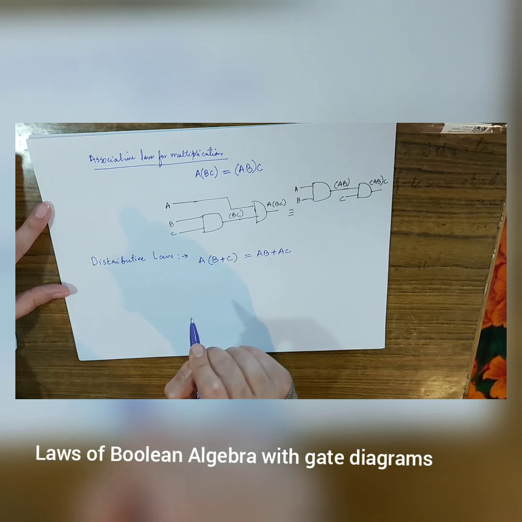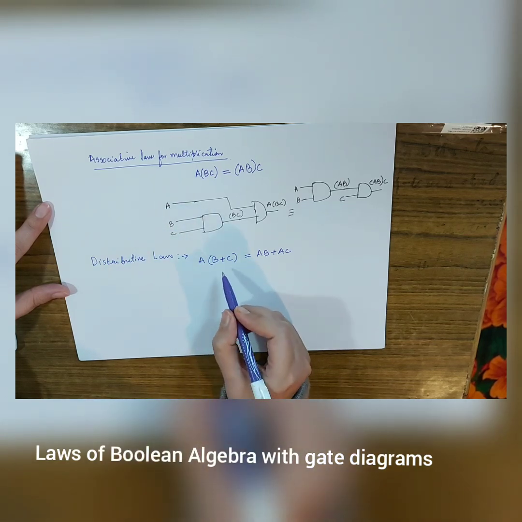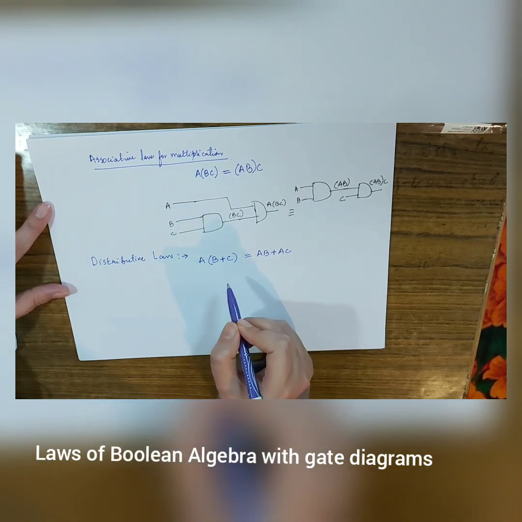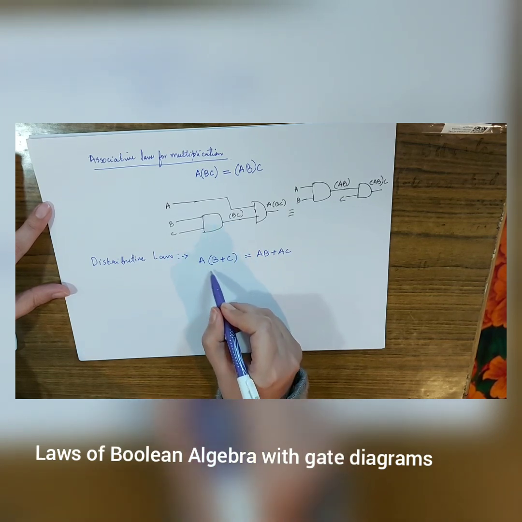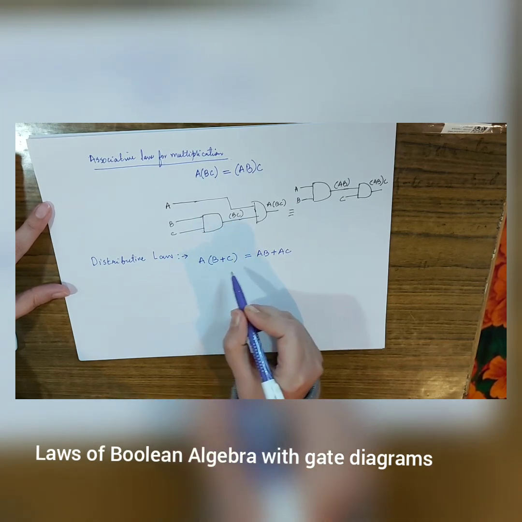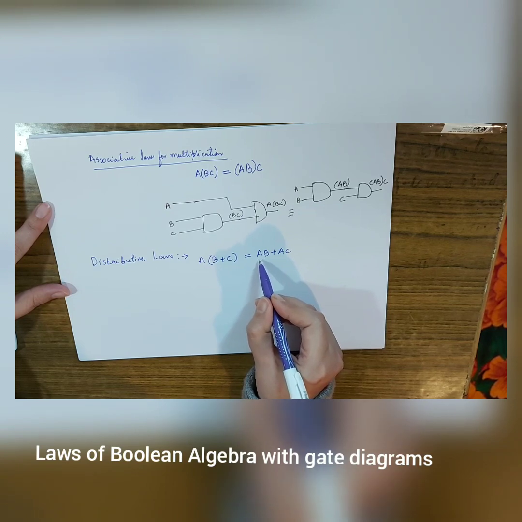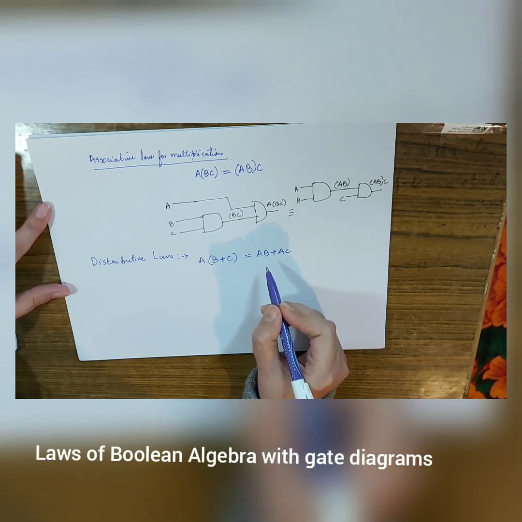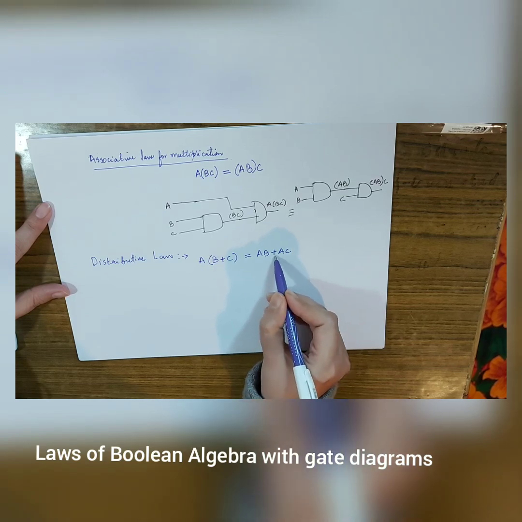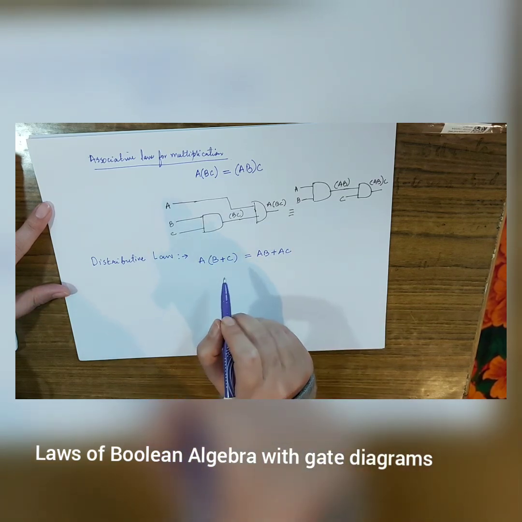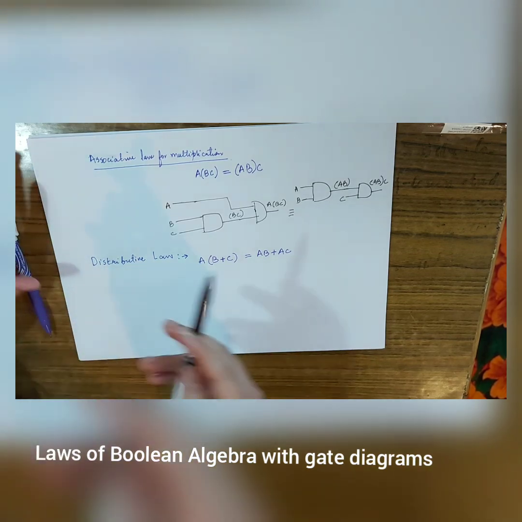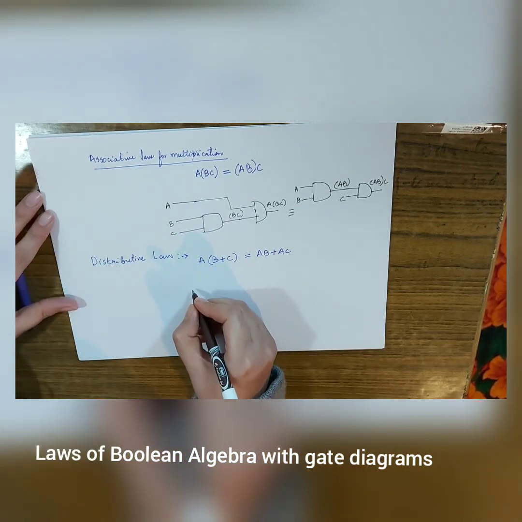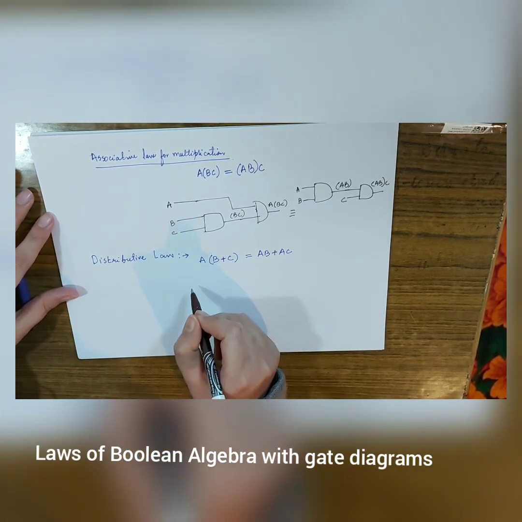So, again, this law states that ORing two or more variables and then ANDing the result with a single variable is equivalent to ANDing the single variable with each of the two or more variables and then ORing the products. Now I will show you how we can implement this through the gates, how we can make the gate diagram of this.